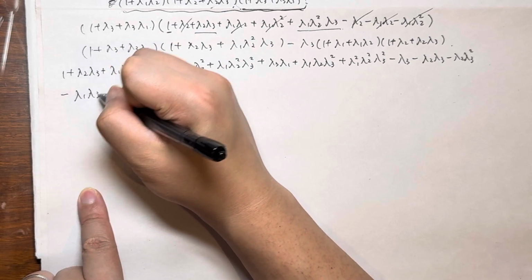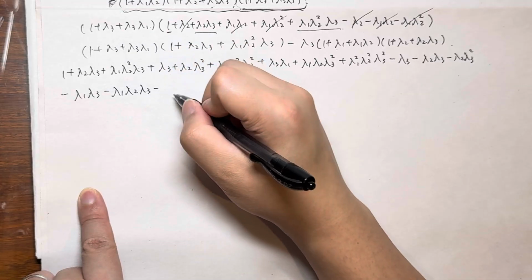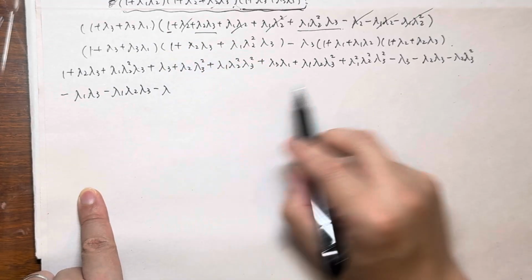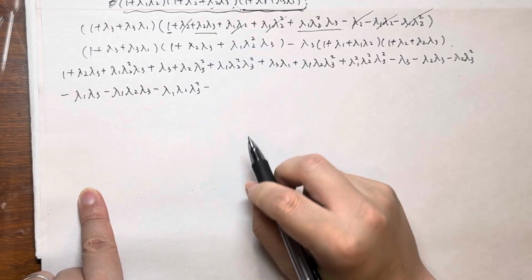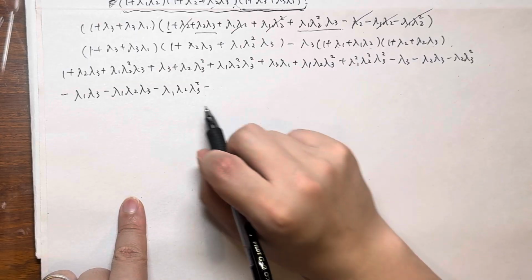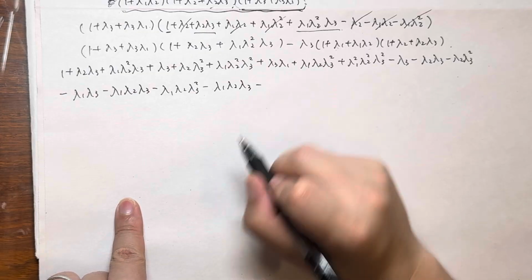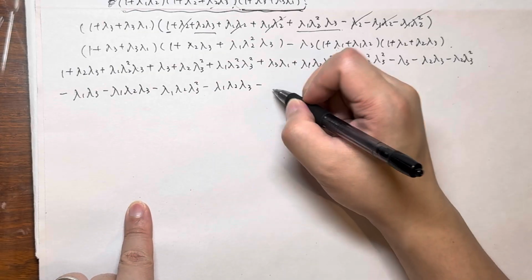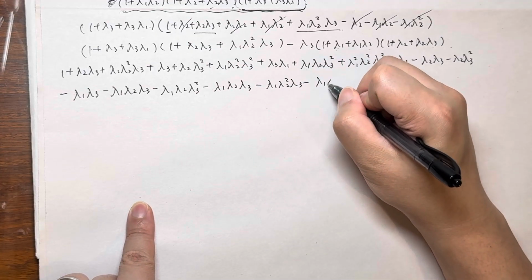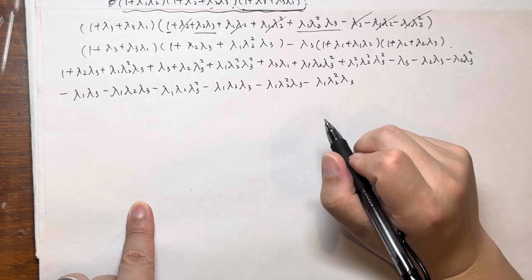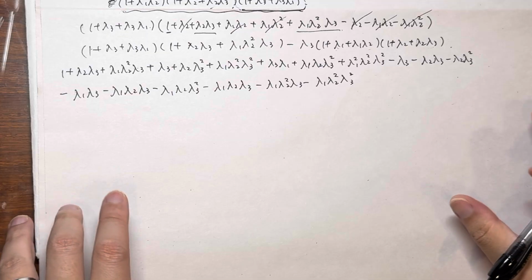So lambda 1 lambda 3, minus lambda 1 lambda 2 lambda 3, minus this one times this one times this one, so lambda 1 lambda 2 lambda 3 square, minus this one, so lambda 1 lambda 2 lambda 3, and minus lambda 1 lambda 2 square lambda 3, minus lambda 1 lambda 2 square lambda 3 square. Okay, so that's all we have.